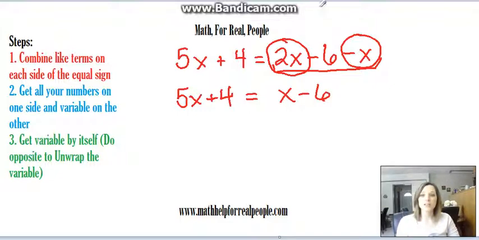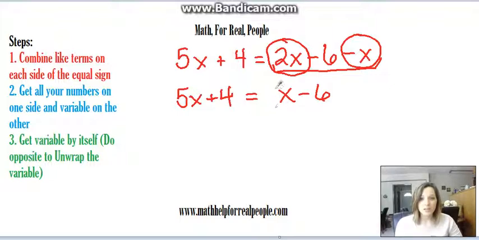Okay, so I brought down the -6. My next step is to go ahead and get all the numbers on one side and variables on the other side. So in this case, I do need to get it a little more organized because I have a variable hanging out over here and I have whole numbers on both sides. I like to move my variables first, but it does not matter. This is where you have to decide.